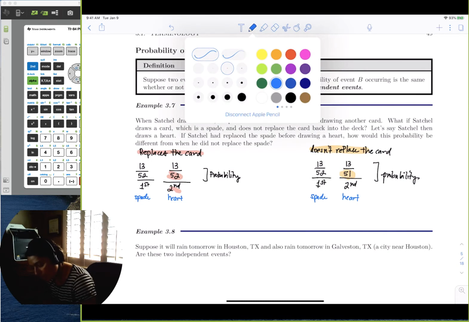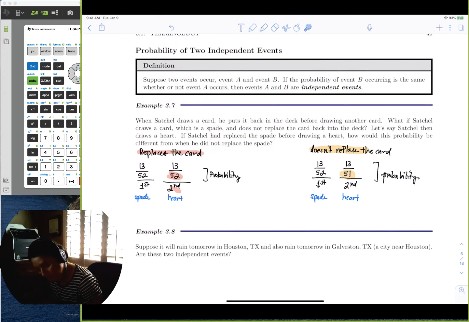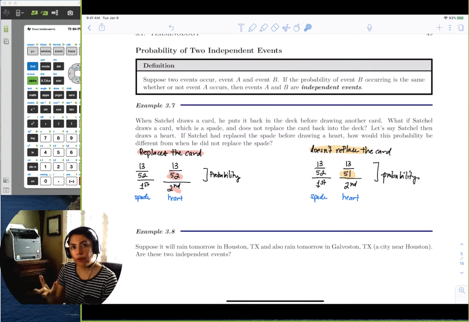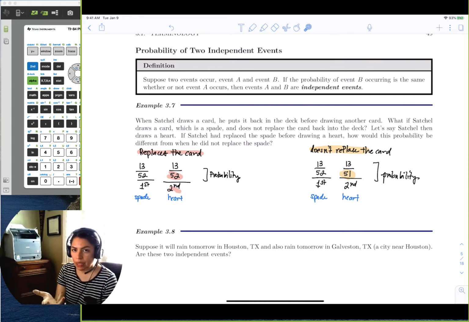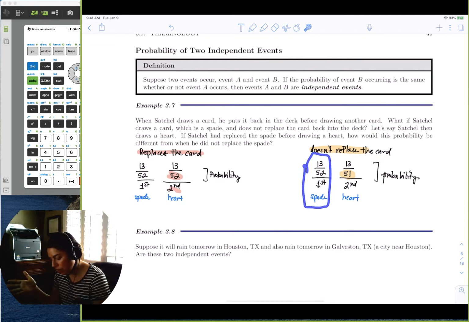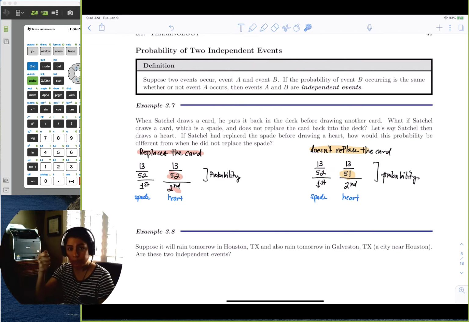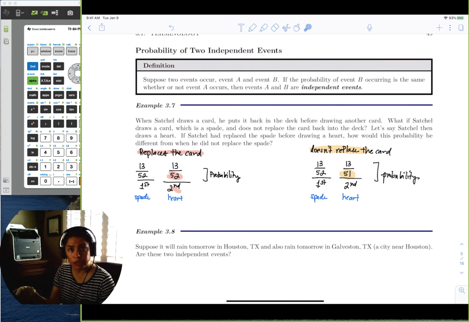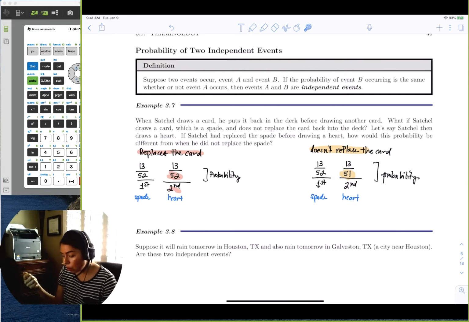We can see here that if he draws the spade on the first try and replaces that card back, there's still 52 in the deck, and the total number of outcomes stays the same. But if he doesn't replace the card, right? Now he draws a spade, but he's holding the spade. He does not put it back, and there's one less card in the deck. Does the second probability change? Yes.